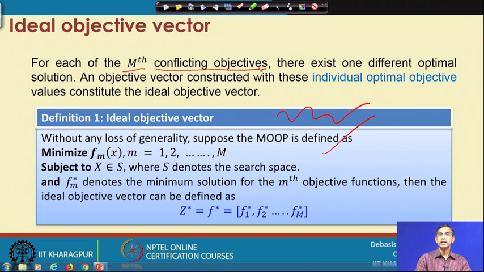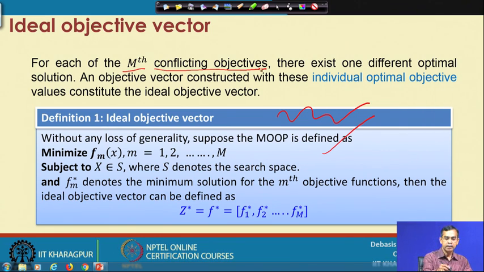Now, if it is possible for one solution to exist which satisfies all the objectives simultaneously, then we can say that such a solution is called the ideal solution, and the corresponding objective functions values are called the ideal objective vector.